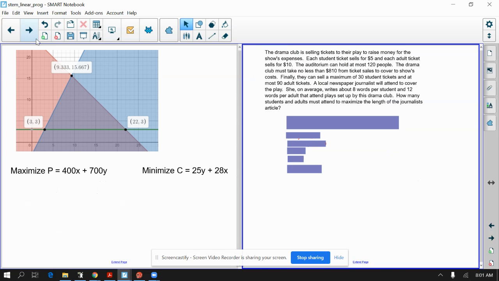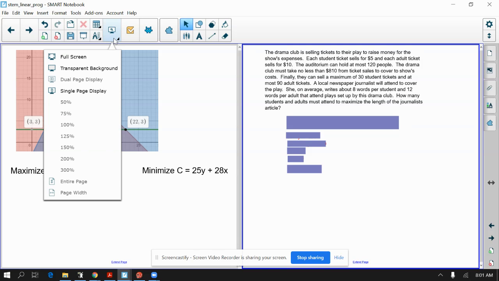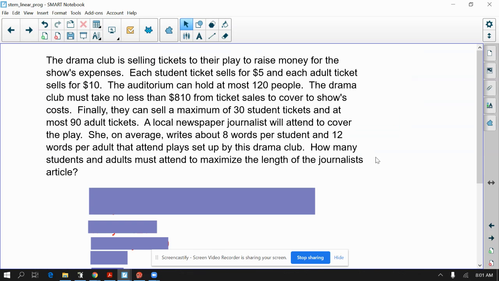And then this one we'll do all the way through from beginning to end. This one is about a drama club selling tickets. We've actually done this problem before. And pause the video and read through it, please. There's a lot of information here.